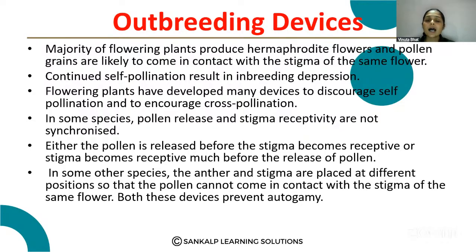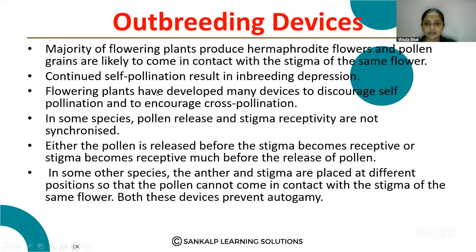So why are the flowers encouraging cross pollination? Why not self pollination? Self pollination leads to inbreeding depression, right? So the flowers themselves developed some mechanism to encourage cross pollination and also prevent autogamy.